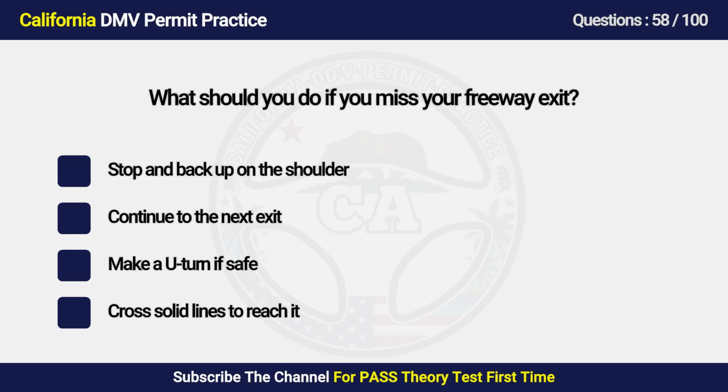A. Stop and back up on the shoulder. B. Continue to the next exit. C. Make a U-turn if safe. D. Cross solid lines to reach it.